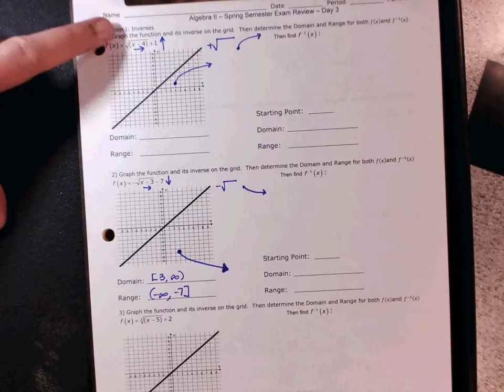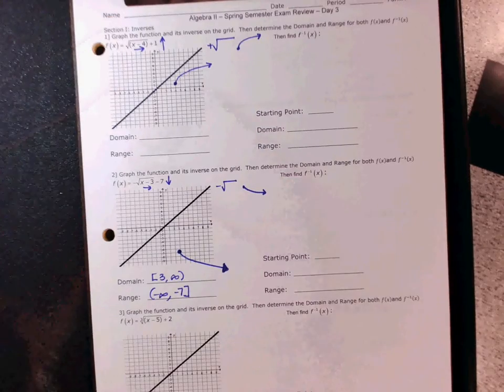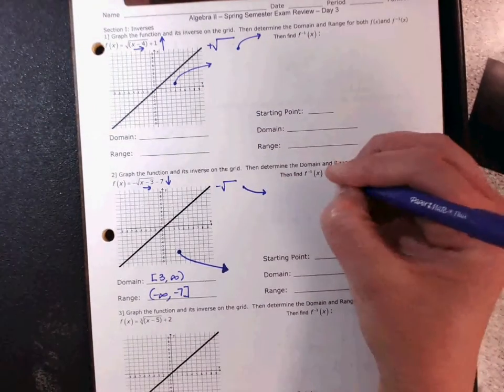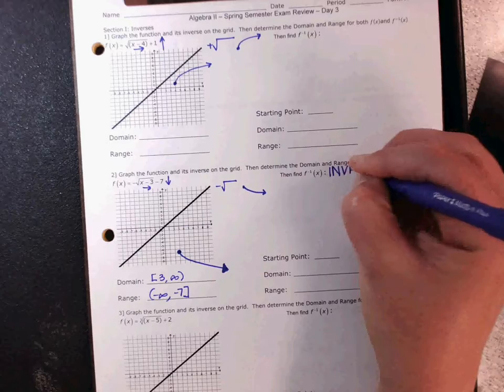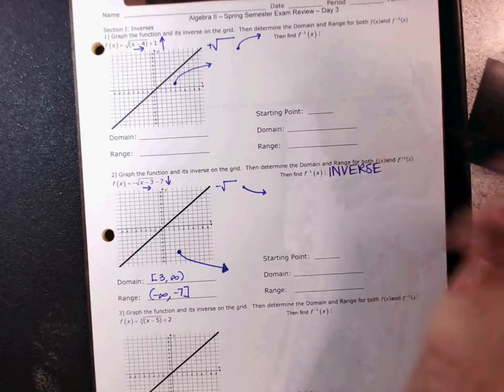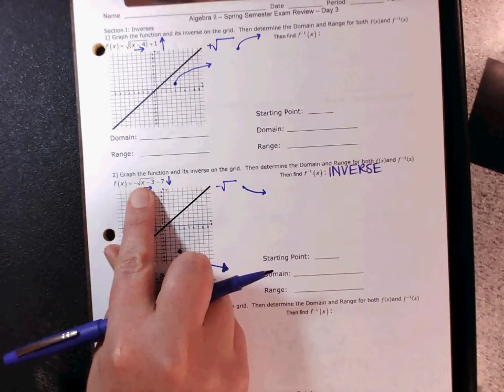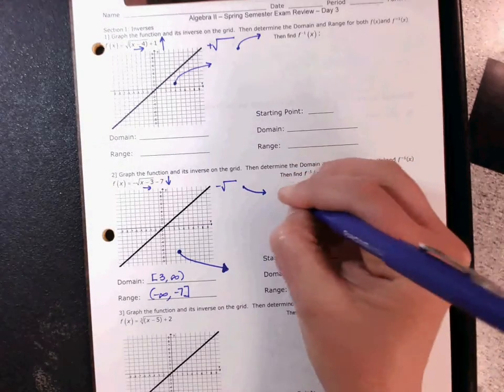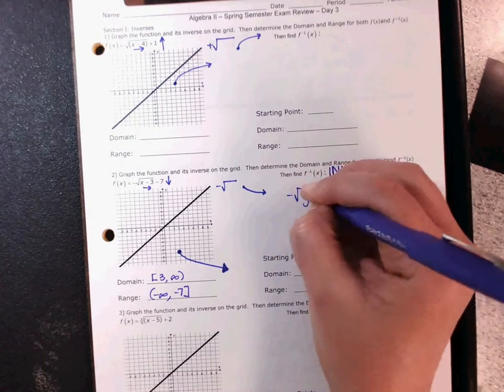Okay, then for my f to the negative 1, do you remember what that stands for? Hint, it's the title of the section. Inverse, and how do you find an inverse? Switch the x and y, good. So instead of it being square root x minus 3, now it's negative square root y minus 3.